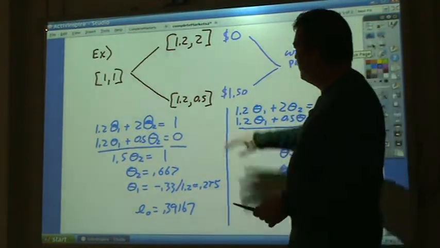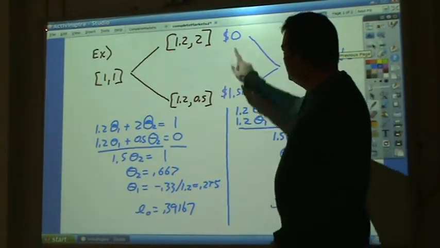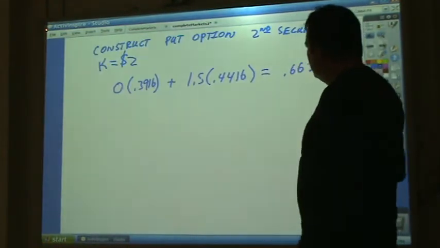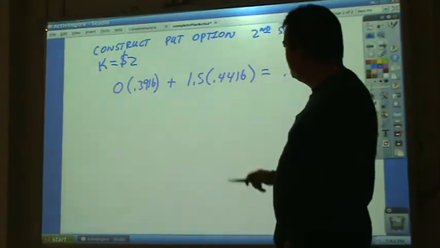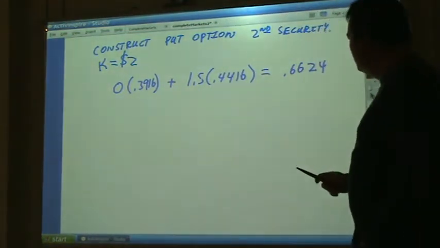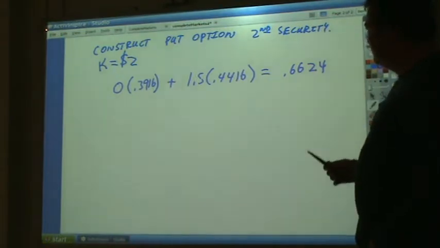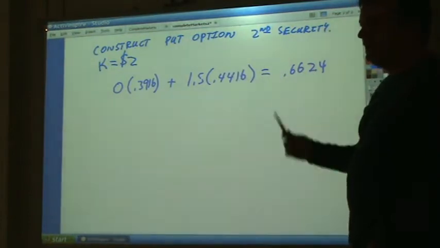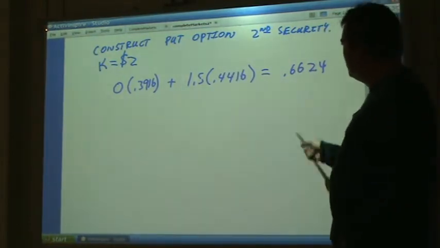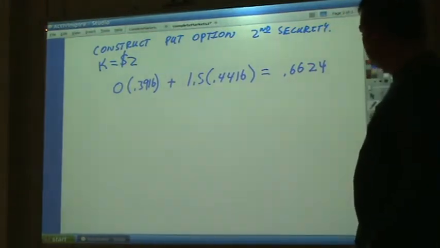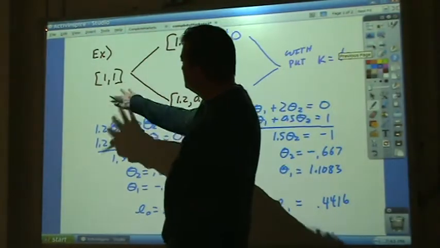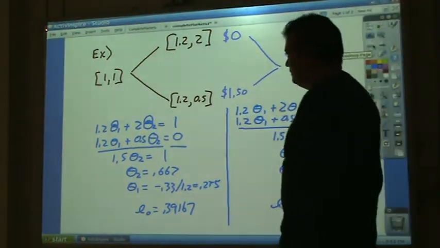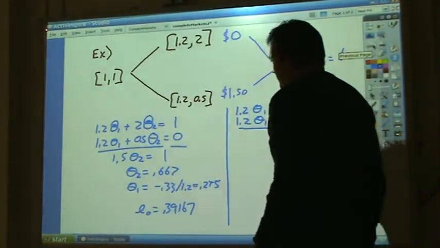So a $2 put has a payout of 0 here and $1.50 here. Okay, we'll take 0 of the first one and 1.5 of the second one, and it costs 66.24 right now to exactly replicate a $2 put option. So the price of a $2 put option would be 66.24, given this market. This is a world where there's only 2 stocks and 2 states. I can now tell you what a put option would be on this second security.